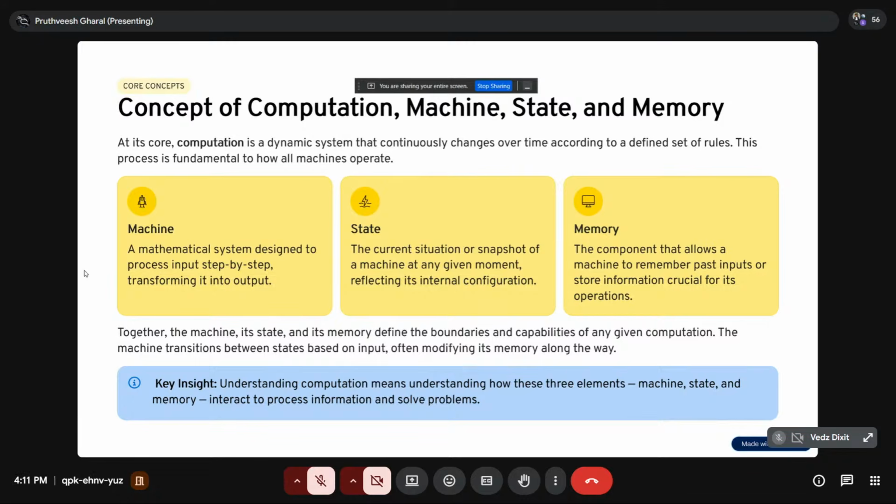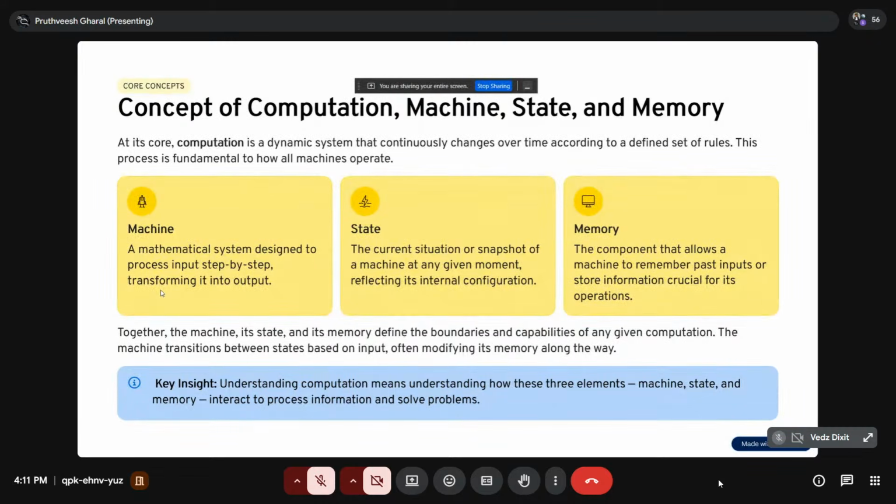Next is a state. Now, all machines have a state. Humans also have states, emotional states, but machines have two basic states: on state and off state. All right. Here, the machines which we are going to study don't have an on or off state. We logically assign them their states. What states can they be? A state is the current situation or snapshot of a machine at any given moment, reflecting its internal configuration. Okay, so we'll see how we define states for the machines we are going to discuss.